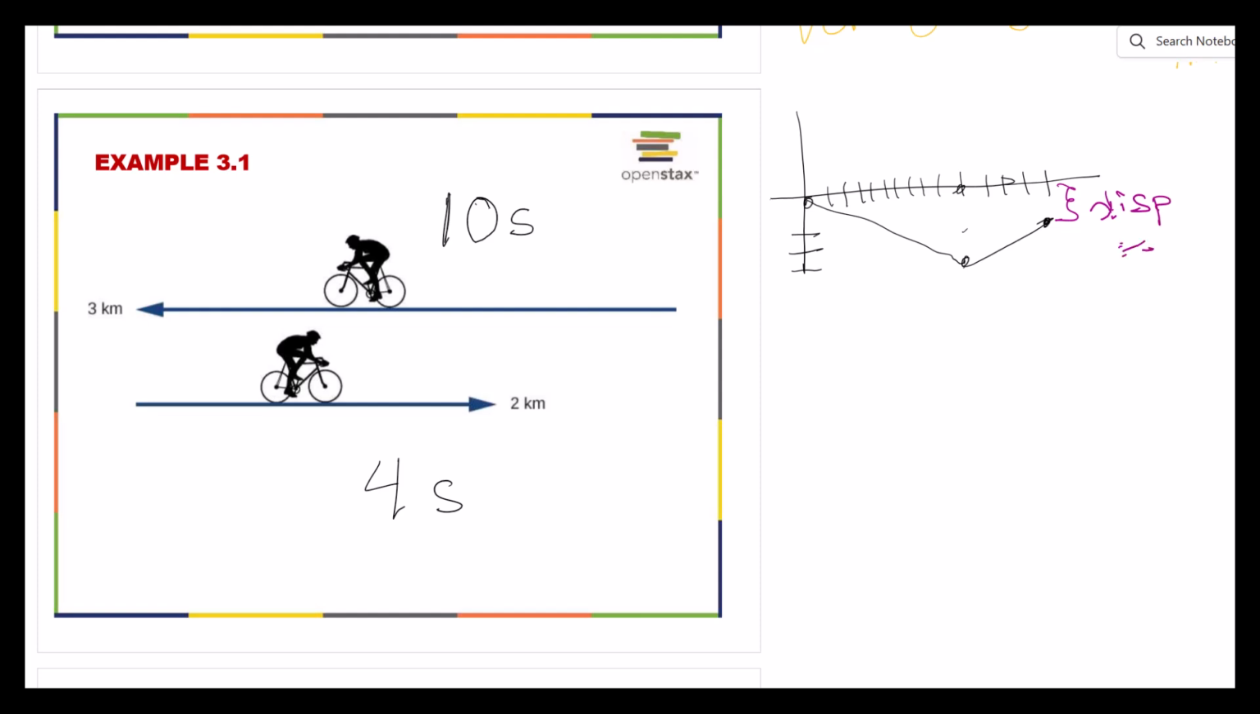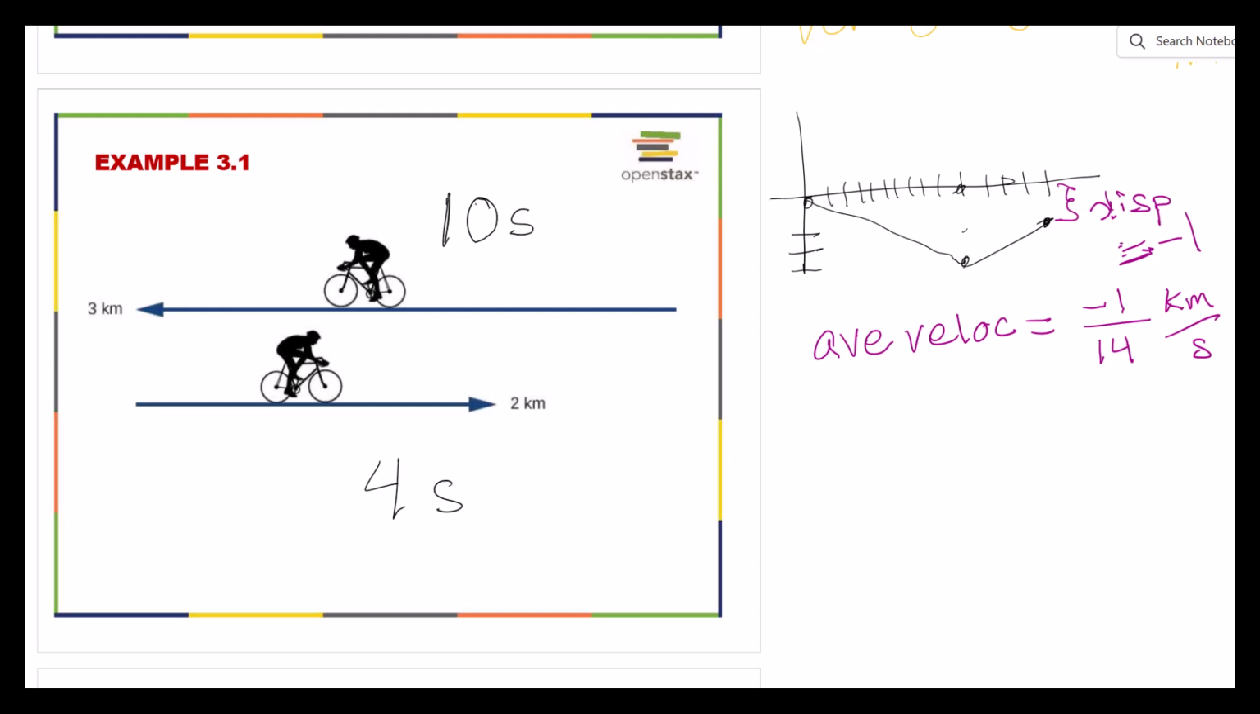Man, come on, pen. I really did troubleshoot this. His displacement is -1, and his average velocity is -1 over, how long did that take? 14 seconds. So kilometers per second, whatever that math turns out to be. So that's displacement over time.